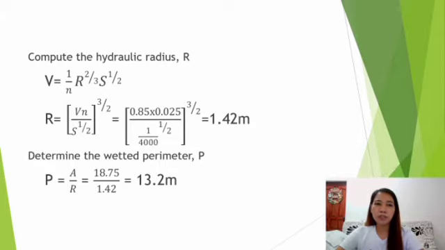So after the substitution, we have a value for R, which is 1.42 meters, right? And then the third step is to determine the wetted perimeter. Given the formula P equals A over R, we just need to substitute: 18.75 over 1.42. So the wetted perimeter is 13.2 meters.